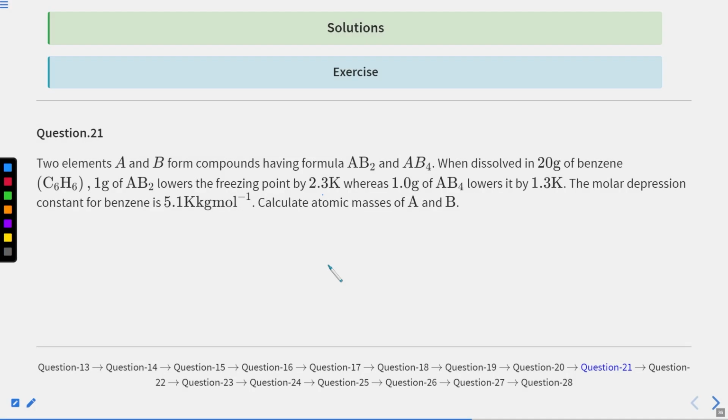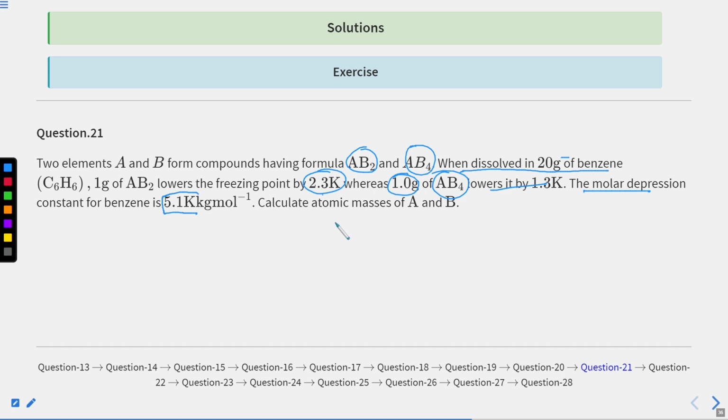So let us continue with the exercise of solution. The 21st question says that there are two elements, namely A and B, which form compounds AB2 and AB4. When they are dissolved in 20 gram of benzene, as the benzene formula is C6H6 we know, then 1 gram of AB2 lowers the freezing point by 2.3 Kelvin, whereas 1 gram of AB4 lowers it by 1.3 Kelvin. Therefore, what is the molar depression constant for benzene? And the molar depression constant is given as 5.1 Kelvin kg per mole. We have to calculate the atomic mass of A and B.